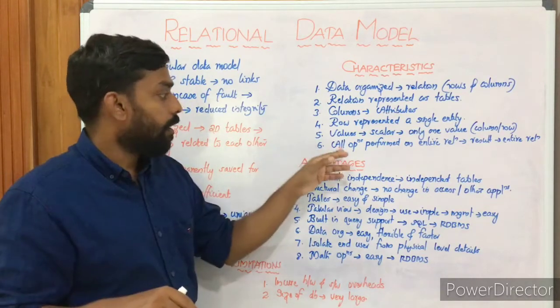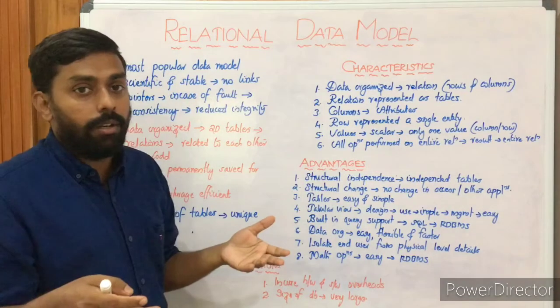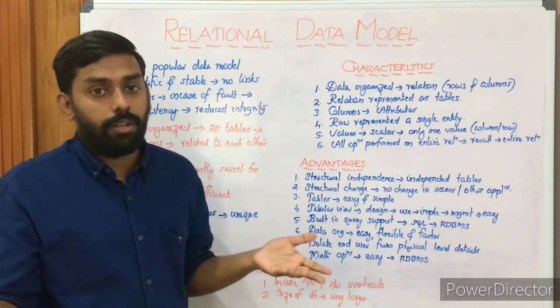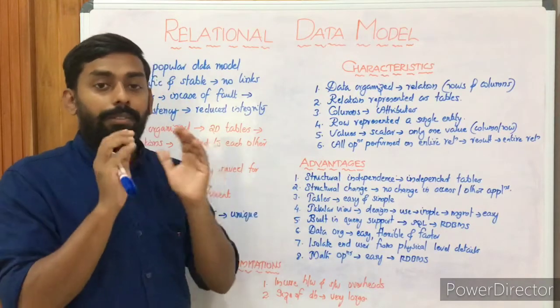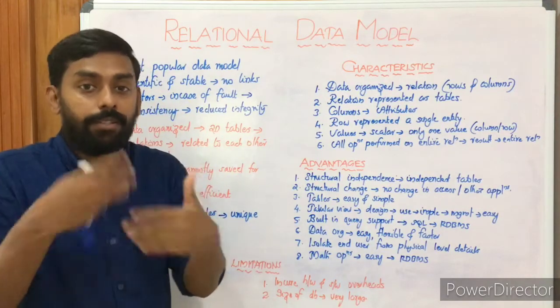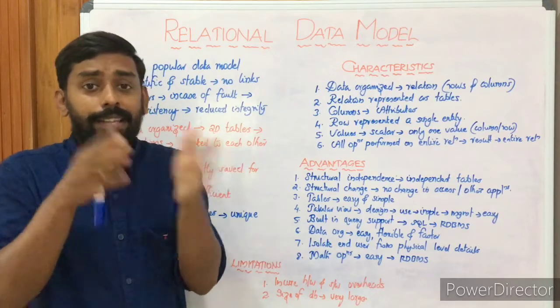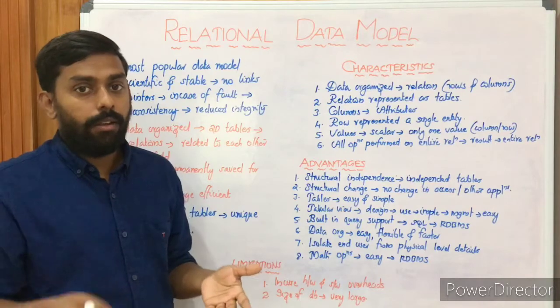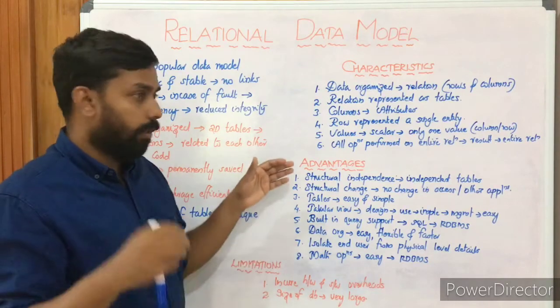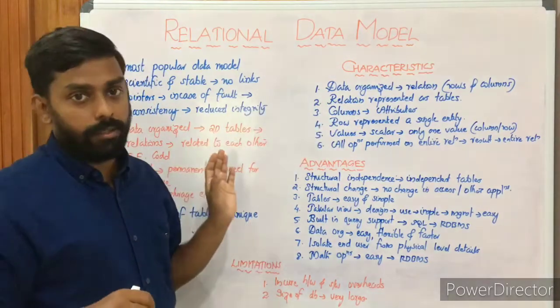Then all operations performed on an entire relation result in another entire relation, meaning all operations are performed on the entire relation, so the result is another relation. It affects the entire relation. So these are the characteristics.